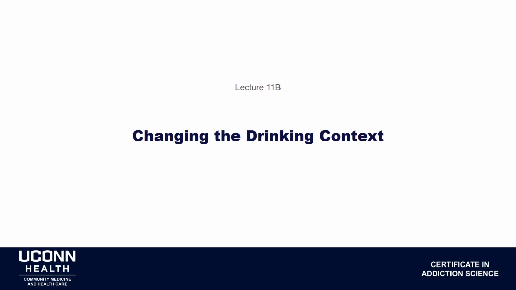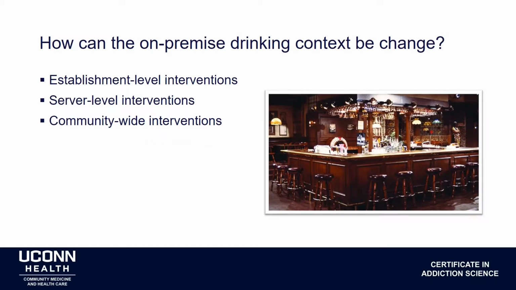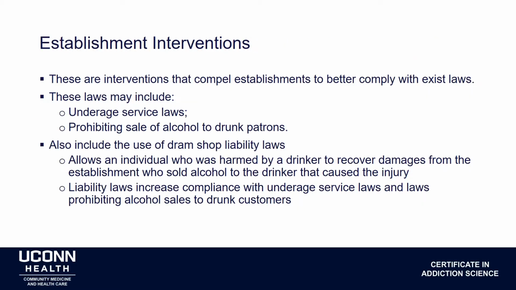All right, so you want to change the drinking context of how people consume alcohol in an on premise establishment. So, a bar, a nightclub, a restaurant. How do you do it? Well, there's three different types of interventions that can be done. There's establishment level interventions that focus on the restaurants and the bars, there's server level interventions, and then there's actually community level interventions. And we'll talk about each one of these in turn.